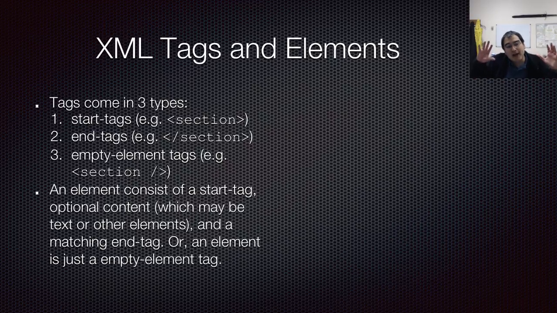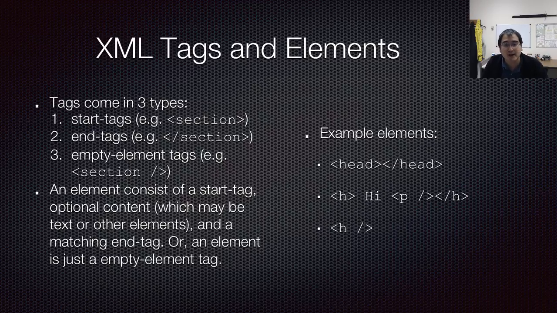An element consists of a start tag, optional content, which is the stuff between the start tag and the end tag that's coming, and that can be just straight text, or it can be other elements, or an element can be just an empty element tag. Some example elements here: this is a head element with a start and end tag. There's also an H element here that contains some content between the start and end tag, which includes text as well as other elements. And we also have an empty element tag here as well.